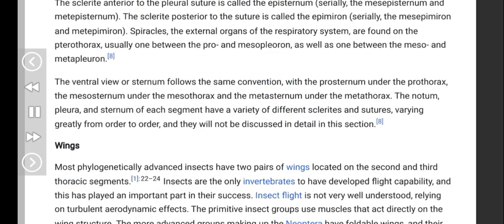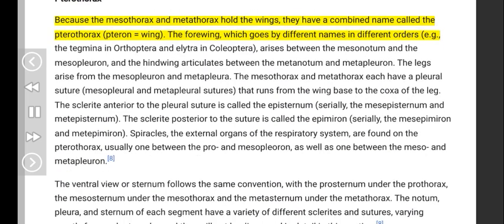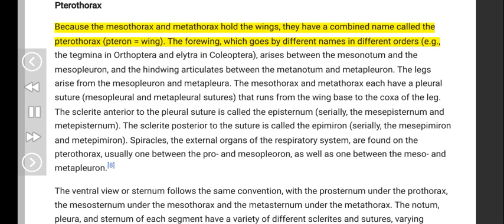Pterothorax. The mesothorax and metathorax hold the wings. They have a combined name called the pterothorax. Pteron equals wing.